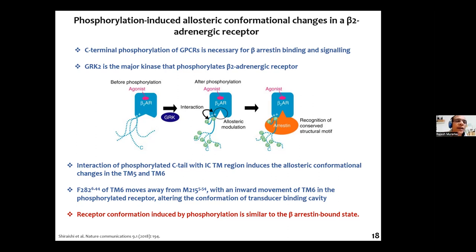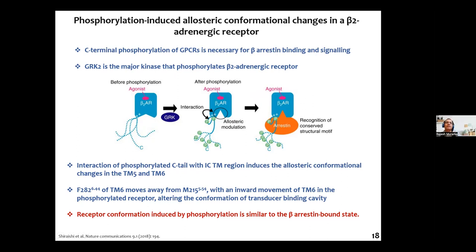Okay. So recent NMR studies took the beta-2-AR, which is a prototypical GPCR, the beta-2-adrenergic receptor, and GRK2 is a major kinase for this receptor, which phosphorylates it at the C-terminal tail. Their NMR studies suggested a mechanism where GRK comes and phosphorylates the C-tail. And then the C-tail interacts with the cytosolic surface of this receptor, and that induces conformations in the transmembrane domain allosterically. And that allosteric conformational change is a beta-arrestin favoring conformation.